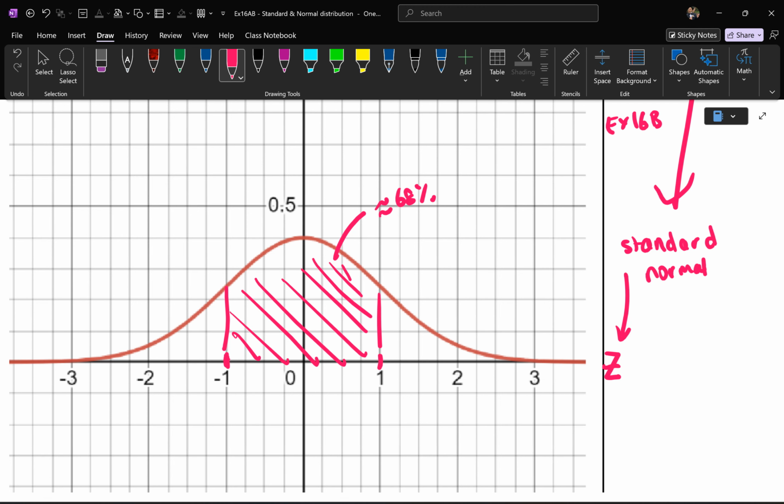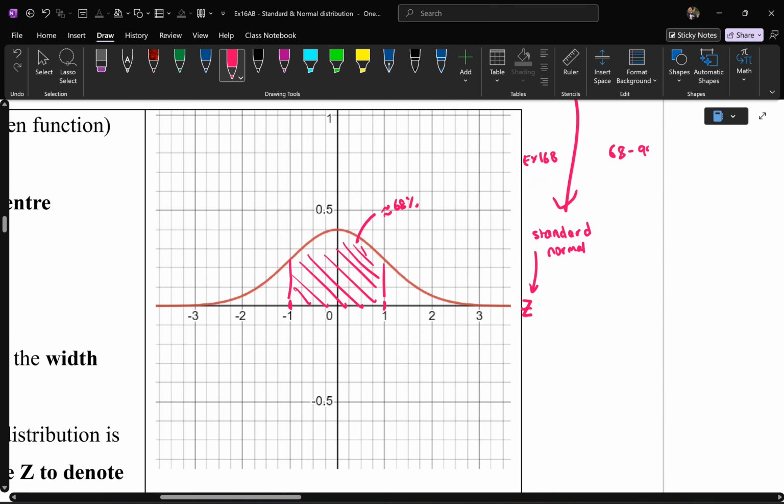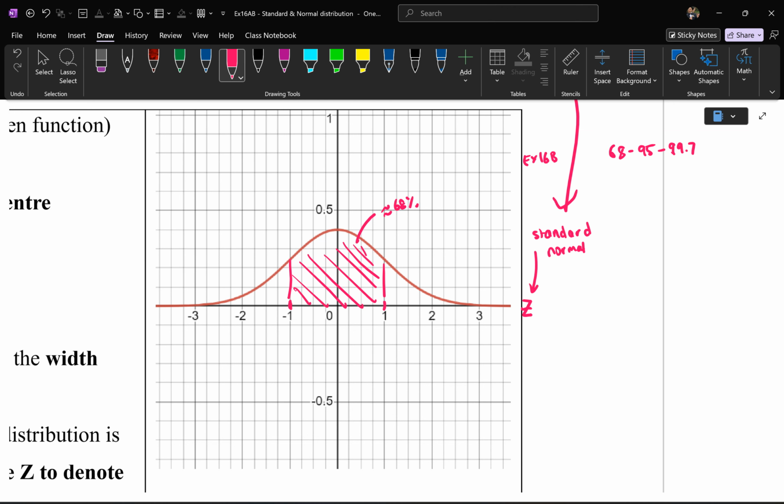So in the next exercise, 16b, has these symmetry properties where it follows the 68, 95, and the 99.7%. And what it represents is every time you go one standard deviation both left and right, it's 68% of the data. If you go 2 standard deviations left and right, that's 95% of the data. And by the time you go to 3 standard deviations from either end, that is 99.7% of the data. Which, if you think in terms of your study score, it follows exactly the same idea.